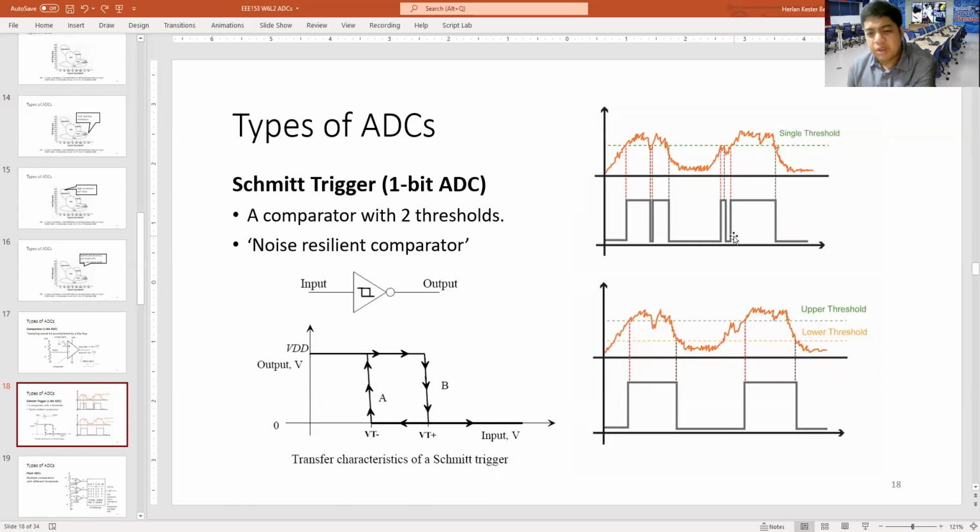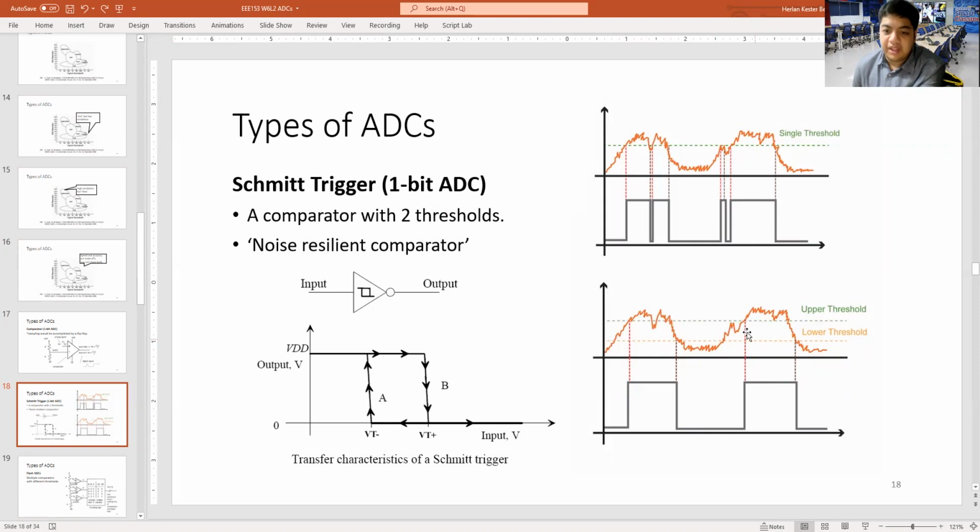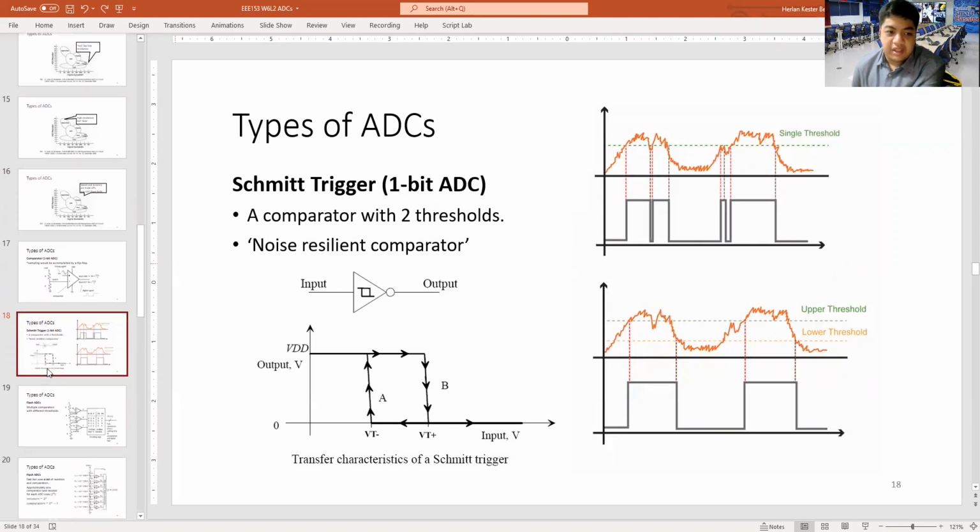So what we would want is a more solid signal. What we can do is implement a Schmitt trigger: after it trips high, it needs a lower signal before it trips down. So even if it drops below the original threshold, it maintains its high value, and the same goes for the other side. It won't transition to high immediately once the threshold is crossed. Because of this mechanism, it is also called a noise-resilient comparator, so even if our signal is noisy, it won't trip right away.